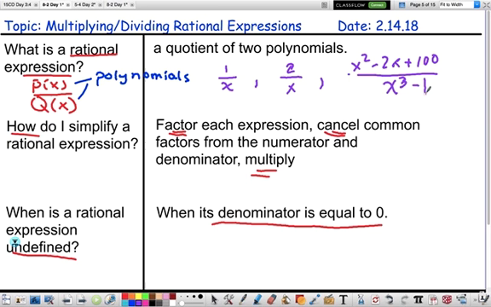Polynomial over polynomial, right? You don't need to work with super big numbers right now, just to have an idea of what these are. All right, ready to go on? Like the next one? Well, yeah, now we're going to do some examples. I'm just going to reiterate this one last time. Factor, cancel, multiply. That's going to be our steps.